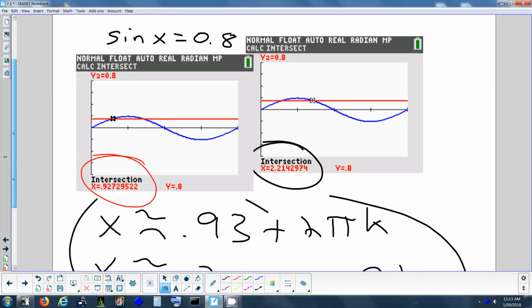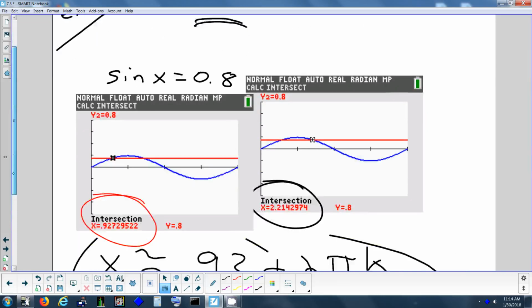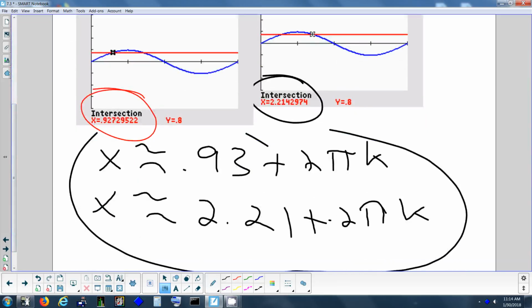So, Kelvin, do you remember what I have to do with each of those solutions to represent all solutions? What was it? How do we represent all solutions? You put in the periodic, plus 2 pi. Plus 2 pi N, right. We're going to put a variable in there, and that represents all solutions.